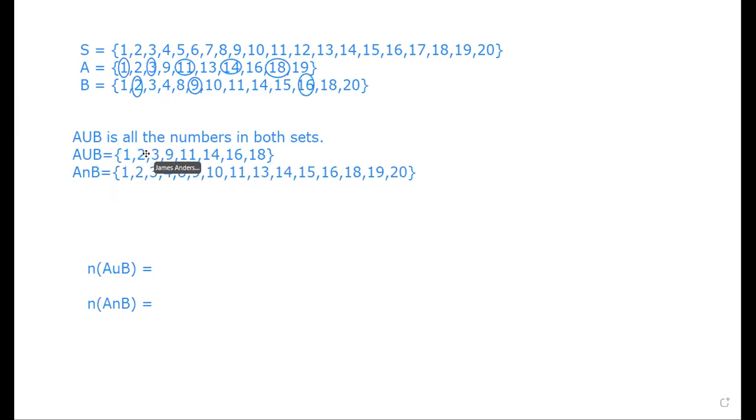So I have 1, 2, 3, 4, 5, 6, 7, 8. So the number of A union B is 8. And for A intersect B, I count these up, 1, 2, 3, 4, 5, 6, 7, 8, 9, 10, 11, 12, 13, 14, 15. So that one, A intersect B, is 15.